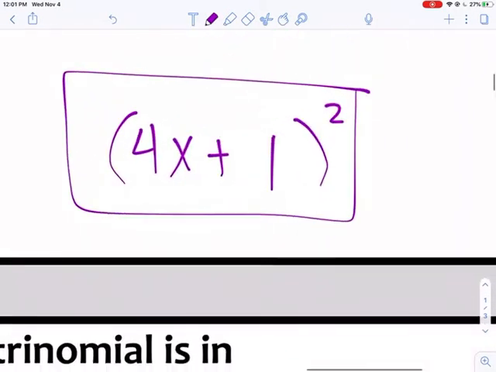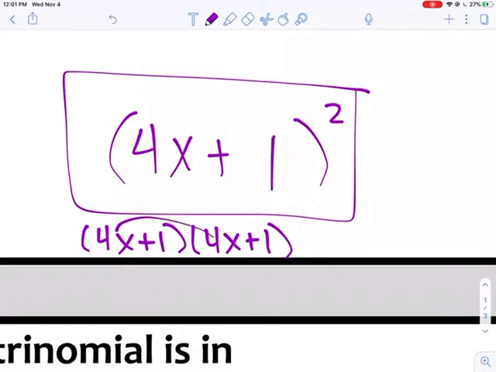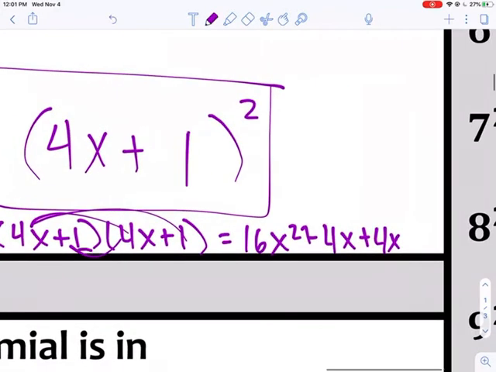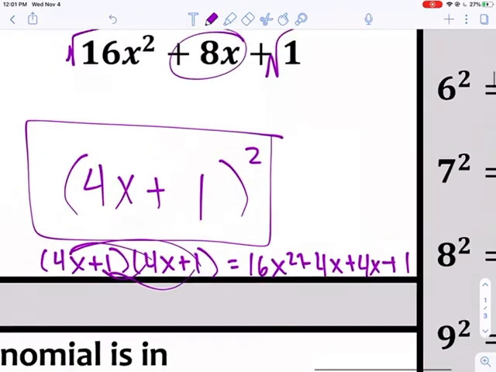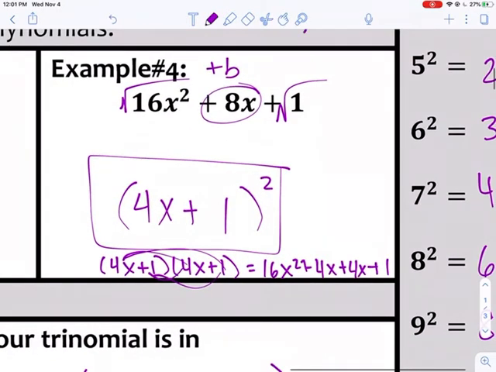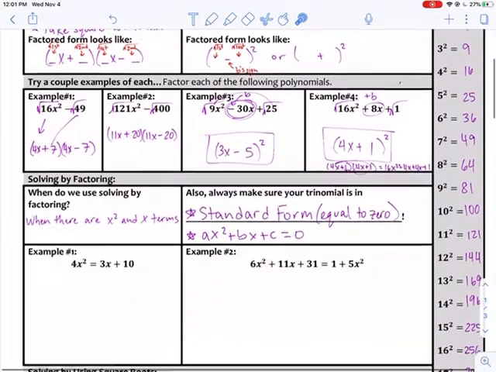Remember, guys, you can double check your work by multiplying it out. So if I do 4x plus 1 times 4x plus 1, and I distribute, I get 16x squared plus 4x plus 4x plus 1, and that'll simplify down to 16x squared, 4x and 4x get me 8x, and then 1. So remember, you can always distribute through and make sure you are right.